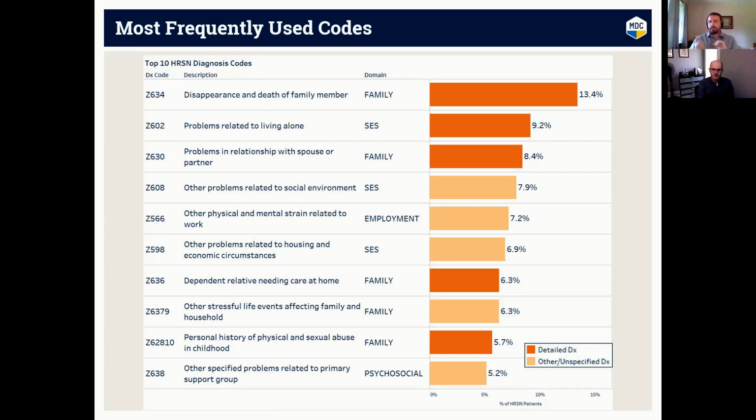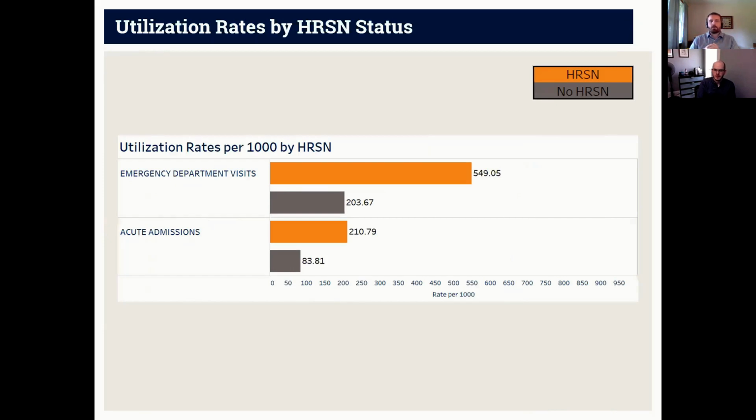It's a little unclear why these diagnoses are being used so frequently. It's entirely possible that coders are just defaulting to these more general codes, or this could reflect a shortcoming in the other existing Z codes, that maybe they're not adequately capturing the social needs of our patients. Finally, like Wyatt, we did explore the relationship between social needs diagnoses and utilization. We looked at emergency department visits and acute inpatient admissions, not readmissions, just any admissions.